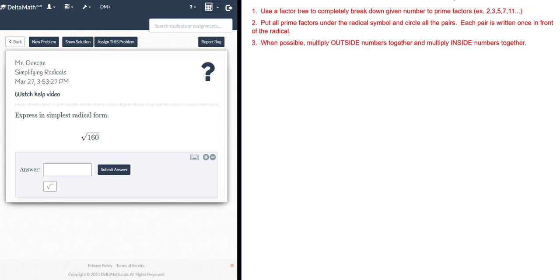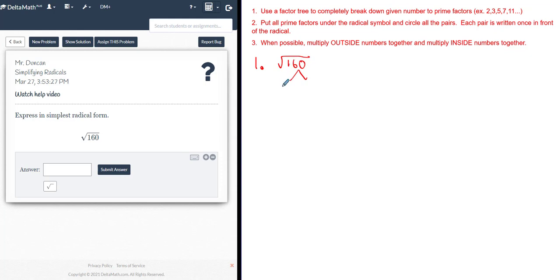So I'm just going to number this and keep this number 1. What I'm going to do is rewrite the square root. This is actually called a radical symbol. So I'm going to write radical 160. I'm going to create a factor tree and branch it off. You can choose any two numbers, but I always like to divide by 2s, 3s, and 5s. Those are kind of my basic prime numbers.